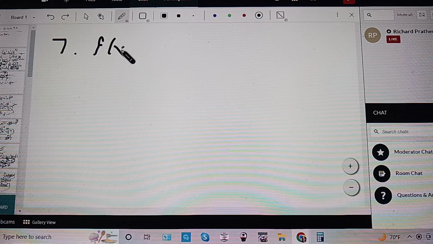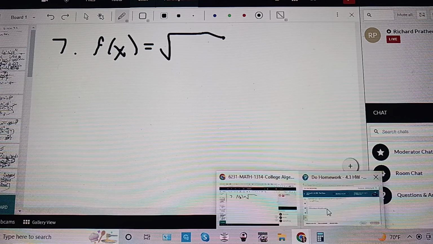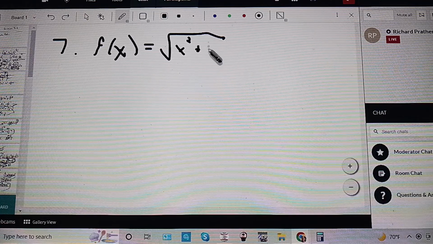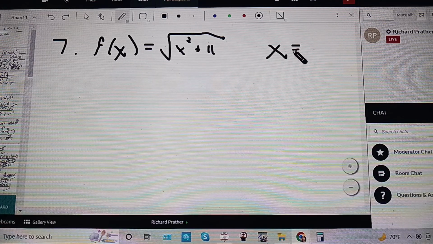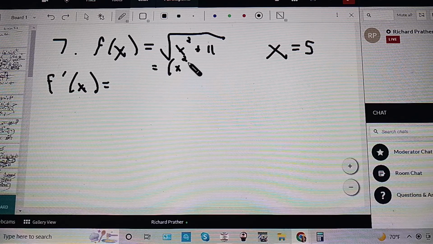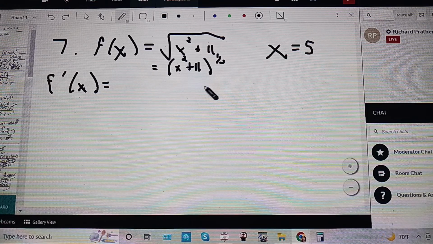F of x equals the square root of x squared plus 11. X equals 5 is the place we want the tangent line to be. So if I do the derivative of the function, since I'm looking for a tangent line, the derivative of that spot will be the slope of the tangent line. But I should rewrite this original function not as a radical, but as a fractional exponent. That's a 1/2 power. So I'm going to do the derivative of this with the power rule.